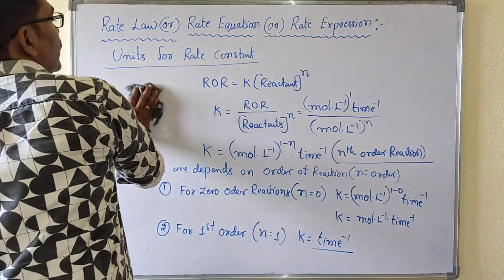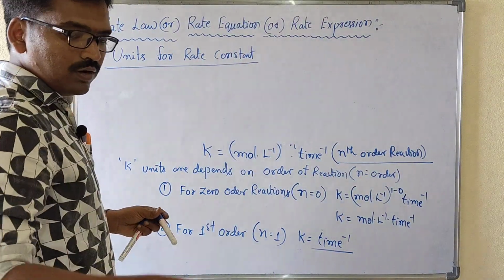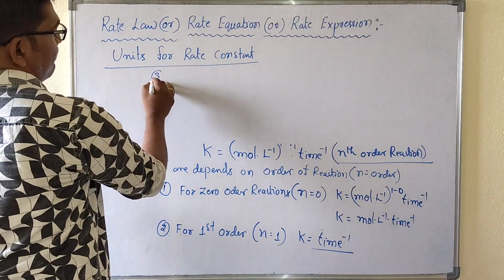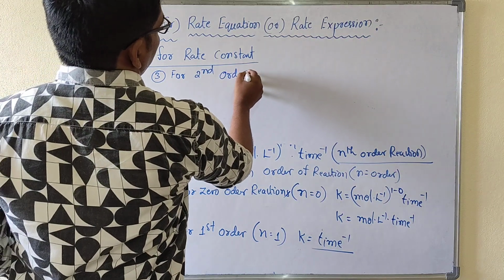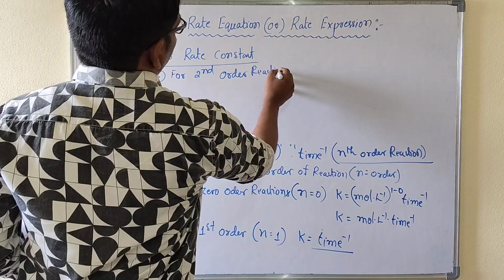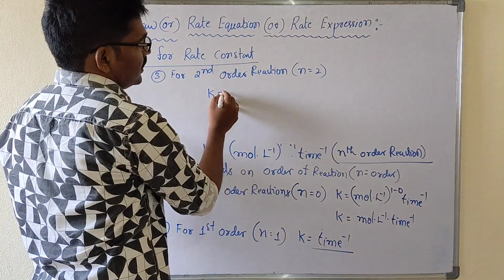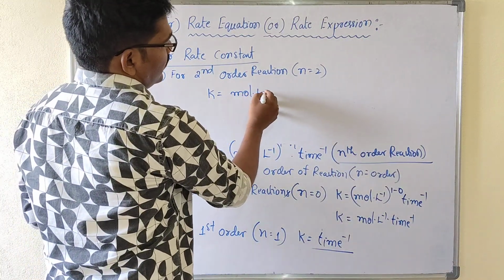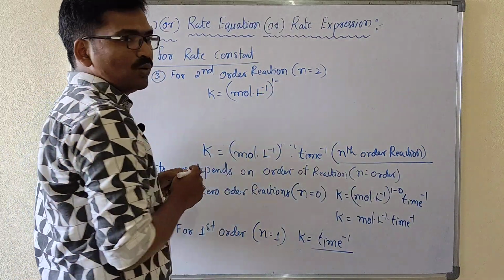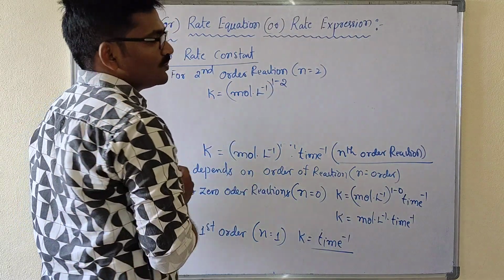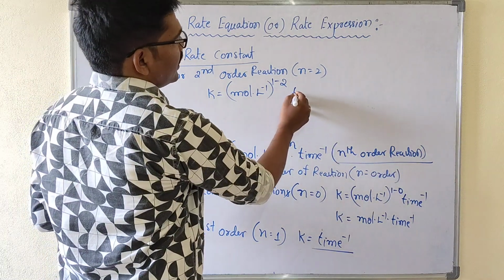In case you take second order reaction, for second order reaction n value how much? 2. Then rate constant equals mole liter inverse whole to the power 1 minus 2, right? So 1 minus n, that is 1 minus 2, then time inverse.